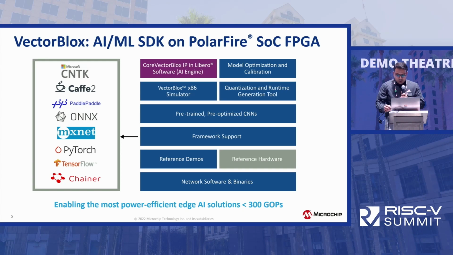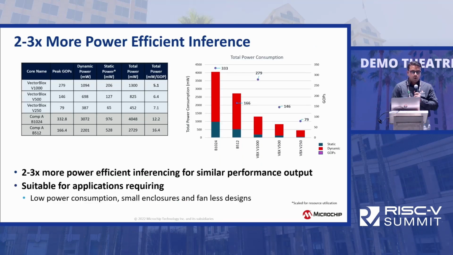I also want to talk about how we perform versus competition, because there are AI/ML solutions out there from quite a few players. So what you see here is a spreadsheet, with quite a few numbers and a bar chart to the right. Let me get your attention to the bar chart.